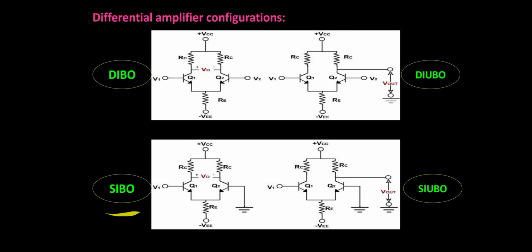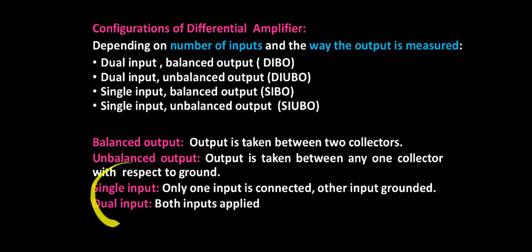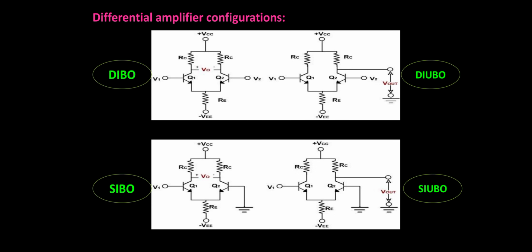Now let's come to the single input balanced output. Single input is nothing but the input is applied to only one input terminal. Actually we have two input terminals, the input terminal for Q1 and the input terminal for Q2. But here observe, only the input terminal for the Q1 transistor is applied, that is V1 volts, and the input terminal for the Q2 transistor is grounded. That is nothing but single input. And balanced output is nothing but the output is taken between the two collectors. Here observe V0, taken between the two collectors of Q1 and Q2. This is the single input balanced output differential amplifier configuration.